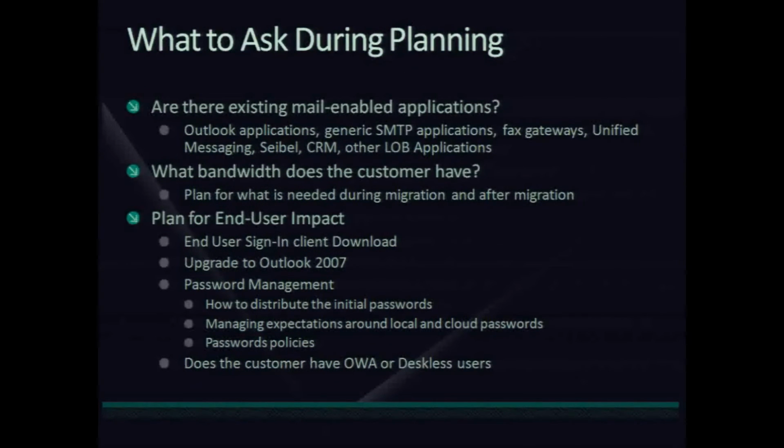So some more things: mail-enabled applications. This is extremely important if you're coming from Domino, because Domino might have a lot of mail-enabled applications. But we've also seen this a lot where customers have an application built on MAPI or web services or SMTP, and then they move up to the cloud, and they're like, wait a second, what happened to it? How much bandwidth are you going to use? And also think about your plan for your end users. What's going to happen to them?